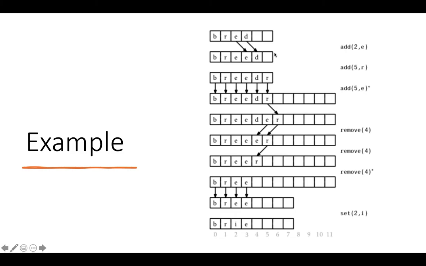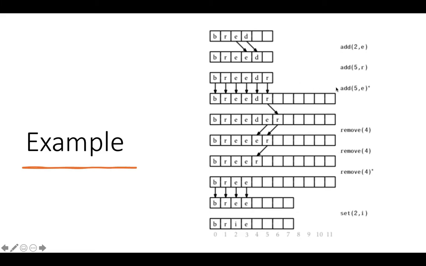And here is an example of how the array-based list will work. Imagine you have 4 elements in an array of size 6. If you add E at position 2, first you need to shift E and D, and then you can add the new element here at position 2. If you add R at position 5, we will add R at this position.